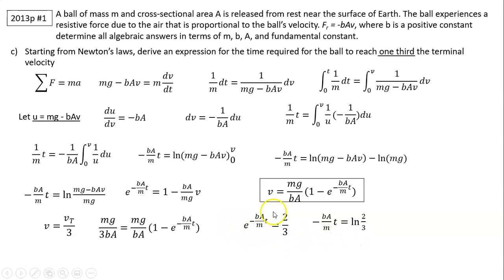When you take the natural log, on the left-hand side you'll have negative ba over m times t. On the right-hand side, you have ln of 2/3. We know ln of 2/3 has to be negative. That's why t has to be positive. So the last step is to solve for t. You simply multiply by negative m over ba on both sides. So that's what you have.